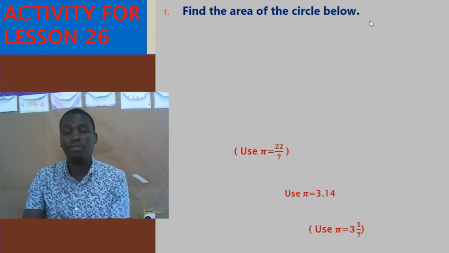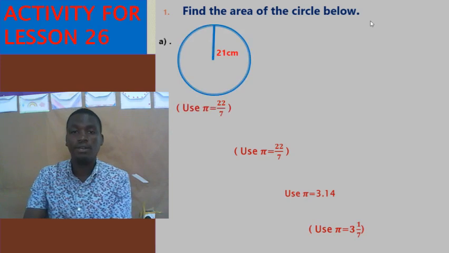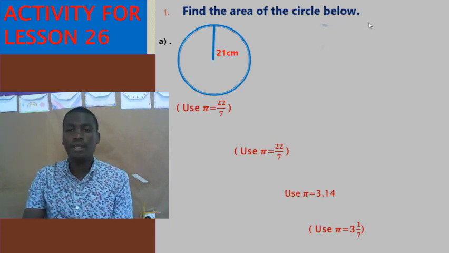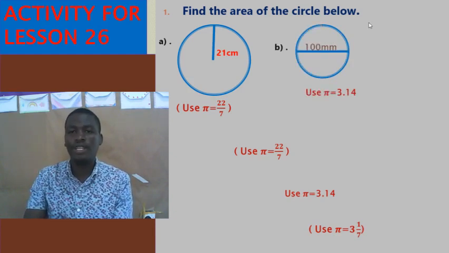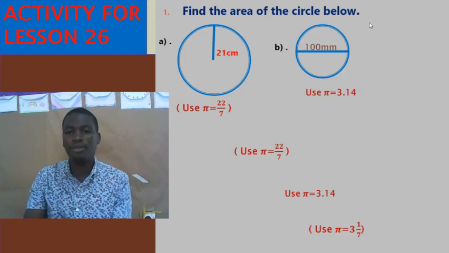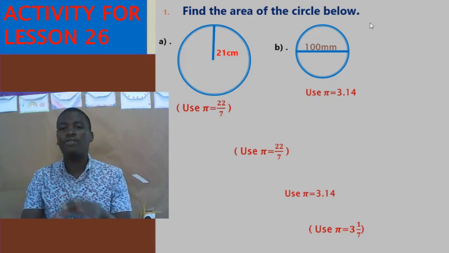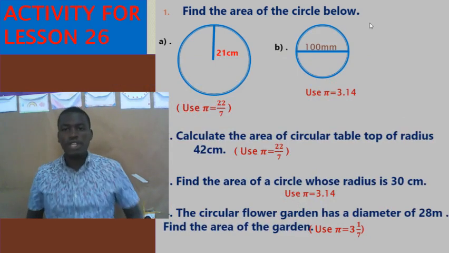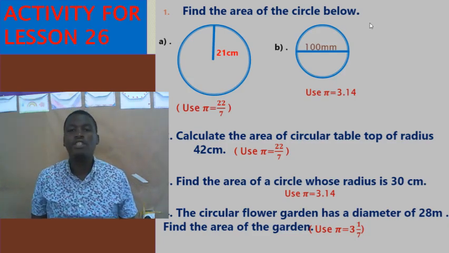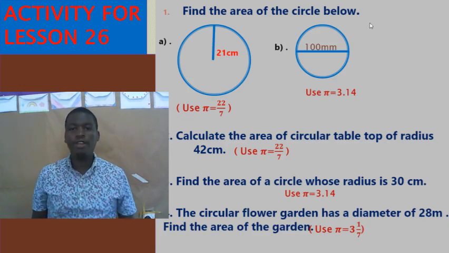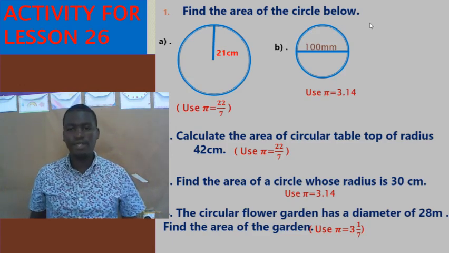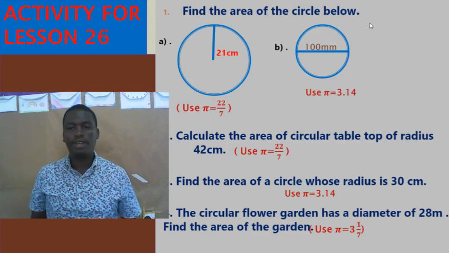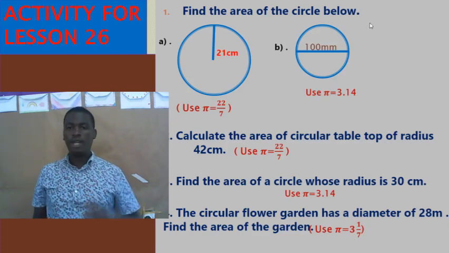We look at it. Find the area of the circle below. This is our first circle, A, saying use pi as 22 out of 7 and the radius is 21 centimeters. Then there's also part B, telling you that 100 millimeters, and they've given you the diameter. Use pi as 3.14. All those numbers have given the value of pi for you to use. Number 2 is saying, calculate the area of the circular tabletop of radius 42 centimeters, use pi as 22 out of 7. Number 3, find the area of a circle whose radius is 30 centimeters. The value of pi is there. The next is, the circular flower garden has a diameter of 28 meters. Find the area of the garden. Use pi as 3 whole number 1 out of 7.